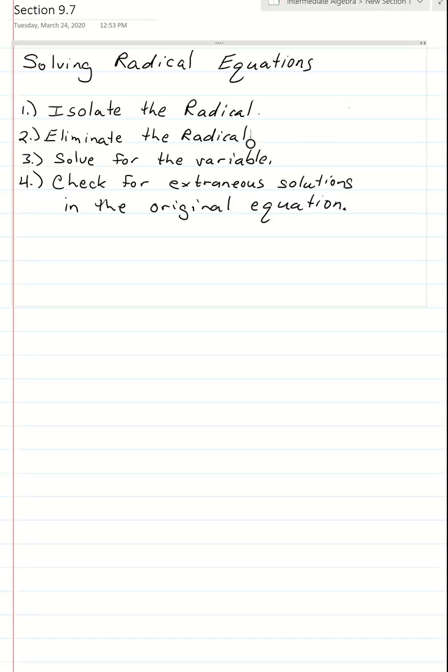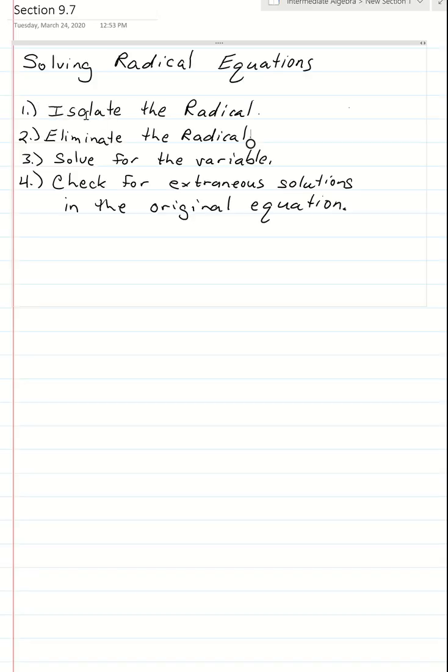Okay, you have learned how to solve all different types of equations. We learned how to solve linear equations. We've learned how to solve quadratic equations, rational equations. Now what we're going to be focusing on here in section 9.7 is how to solve radical equations. And when we solve radical equations, we're going to use these 4 steps.